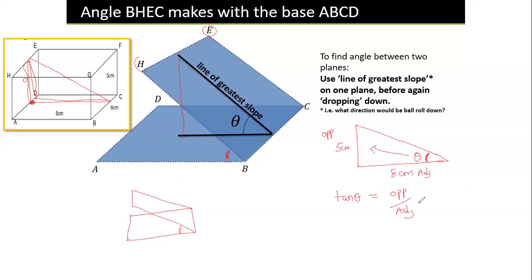Max was asking, why don't we use sine? Why don't we use cos and the rest? Cos requires us to have the hypotenuse. So meaning if you want to use them, first find the hypotenuse of that figure. So I'll have tan theta is equal to opposite, which is 5 out of 8.